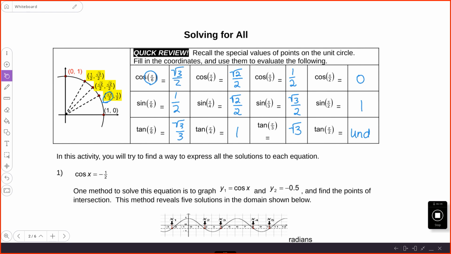There's a reason why I'm having you put this on here, because we're going to need it again. So we're going back to using the unit circle. Today, anything we need is going to be on this table, on this chart, so you can use the chart for today.